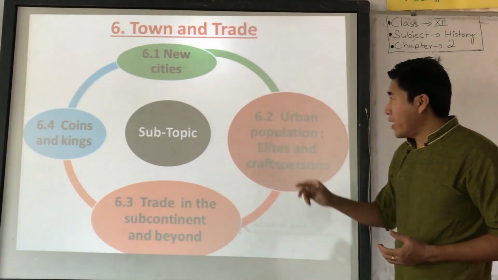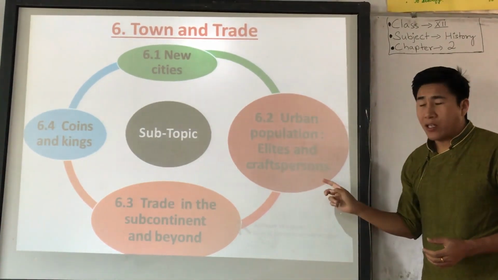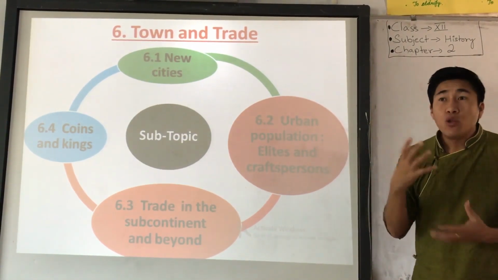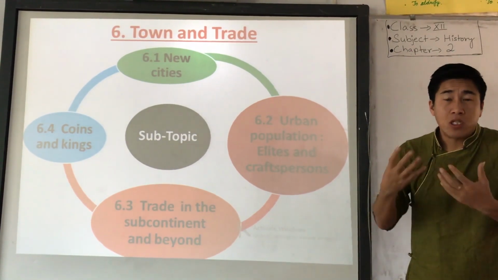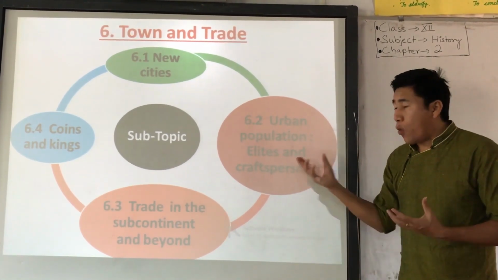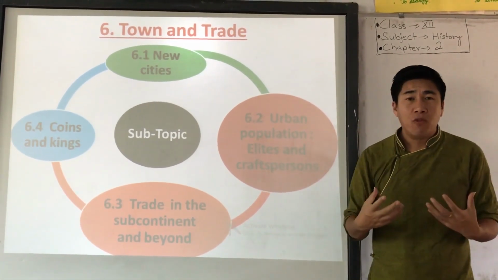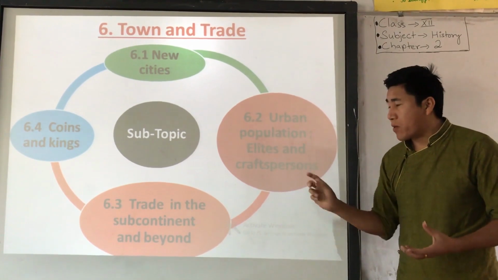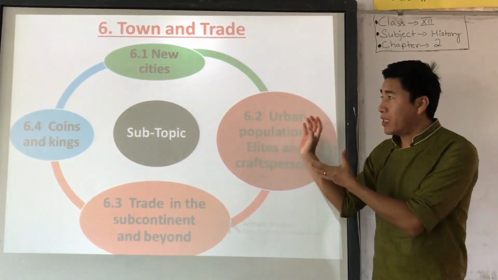In the second, the urban population, elites and craftspersons, we're going to discuss how historians know about the urban centers, the sources to know about urban centers, and what kind of people lived in these urban centers. Elites means powerful and rich people, like kings and ministers, and craftspersons means artisans. So we are going to discuss it.